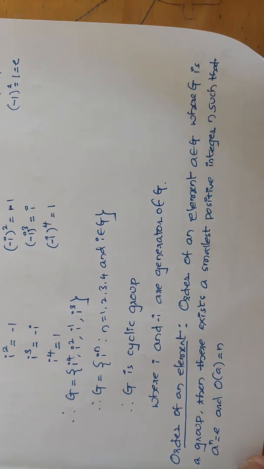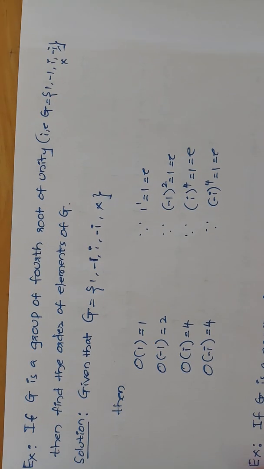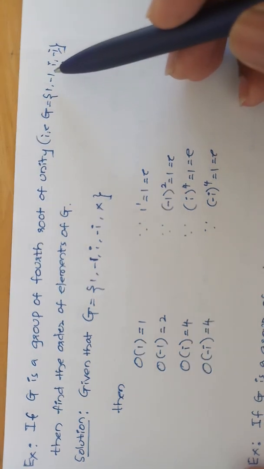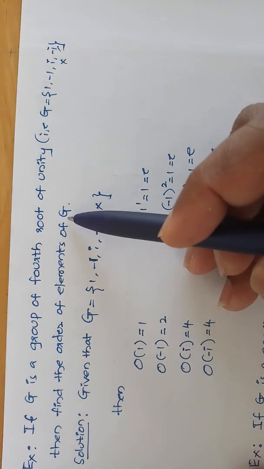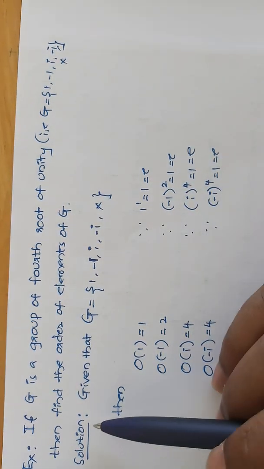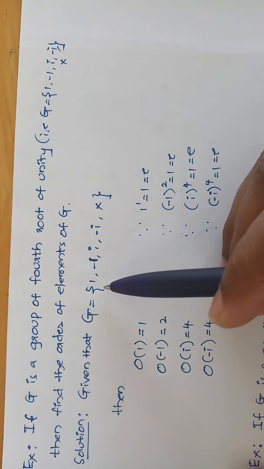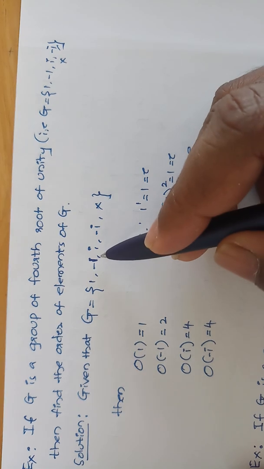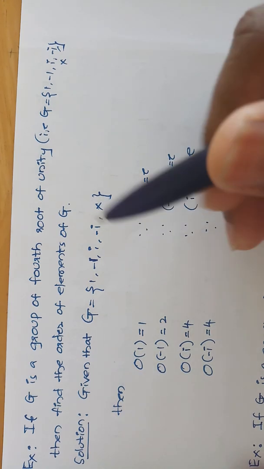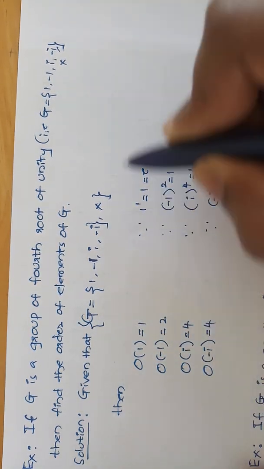So let me see examples of the order of an element. Here, if Z is a group of 4th roots of unity, Z is equal to 1, minus 1, i, minus i, with multiplication, then find the order of the elements of Z. So the solution for this: given that it's the fourth roots of unity, and it's a multiplicative group, G is equal to 1, minus 1, i, minus i. So your Z is like this.